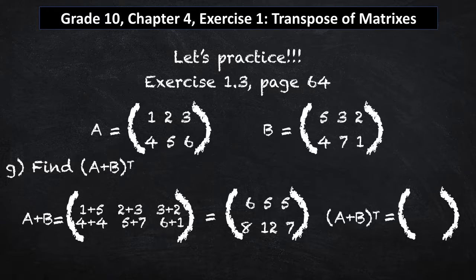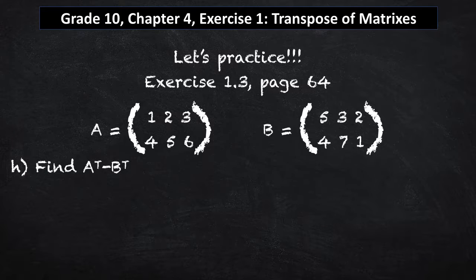And then we will compute its transpose. The matrix A plus B is a 2 by 3 matrix, so its transpose will be a 3 by 2 matrix, where the rows of the matrix A plus B become the columns of the matrix A plus B transposed. So this is the final result.